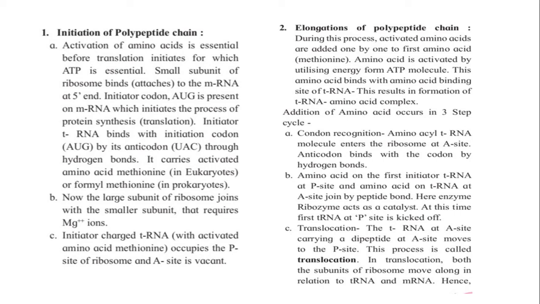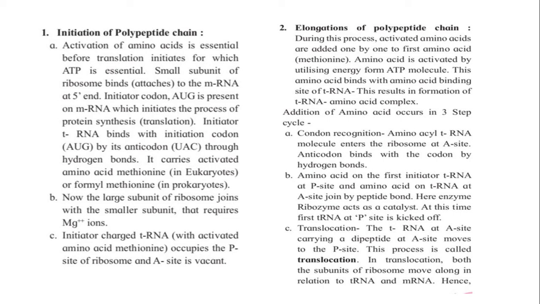Initiator transfer RNA binds with the initiation codon by its anticodon through hydrogen bonds. It carries the activated amino acid, methionine or formyl methionine. Next, B. Now the large subunit of the ribosome joins with the smaller subunit, which requires magnesium ion. Next, C. The initiator charged transfer RNA occupies the P site of the ribosome and the A site is vacant.